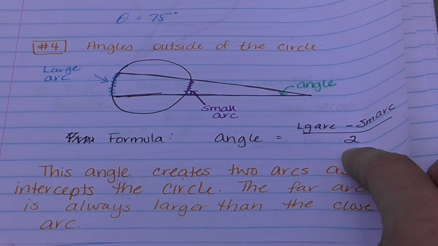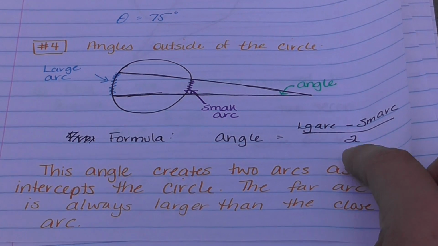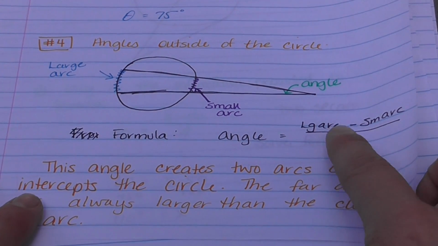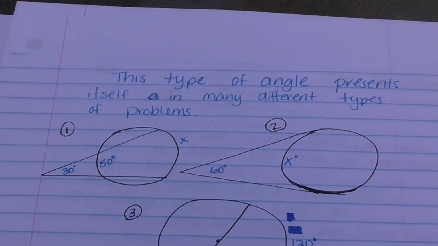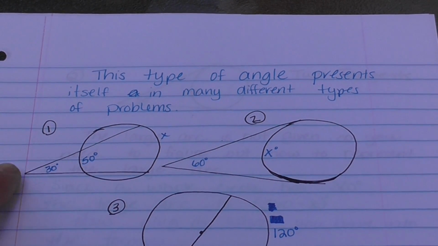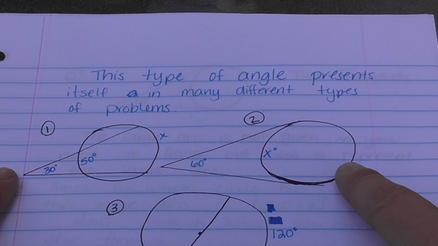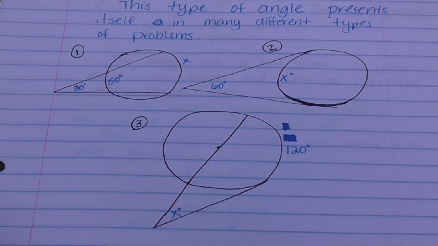With the chords problems from earlier, where the angle is inside the circle, we don't always have two different size arcs. This one always will. So it's a large arc minus a small arc divided by 2. This type of angle can present itself in a lot of different ways. The first example would be two secants that meet outside. This example is two tangents that meet outside. And the last example is a secant and a tangent.